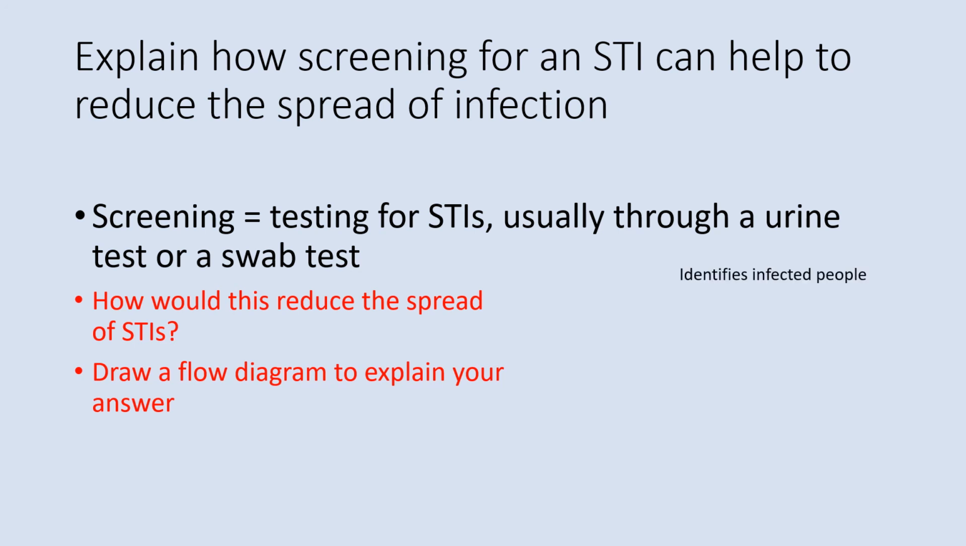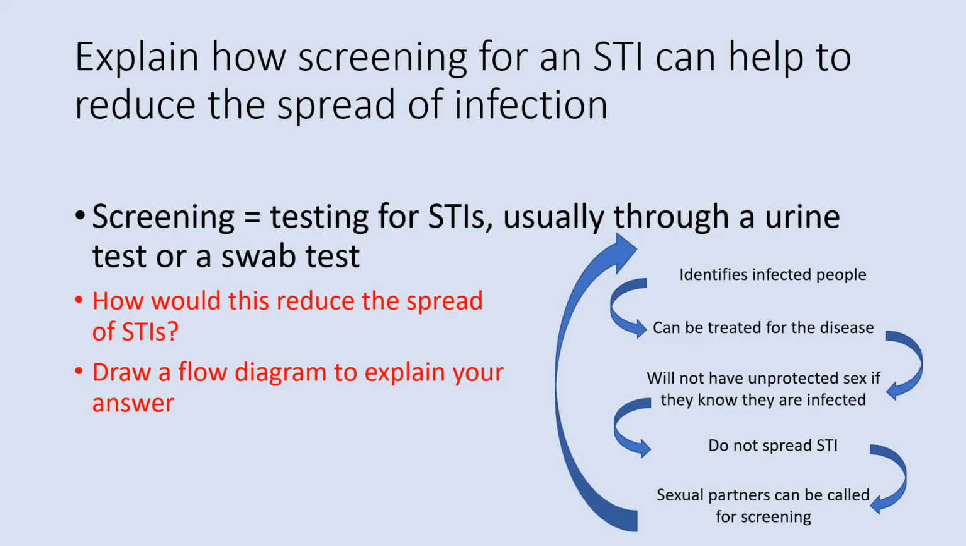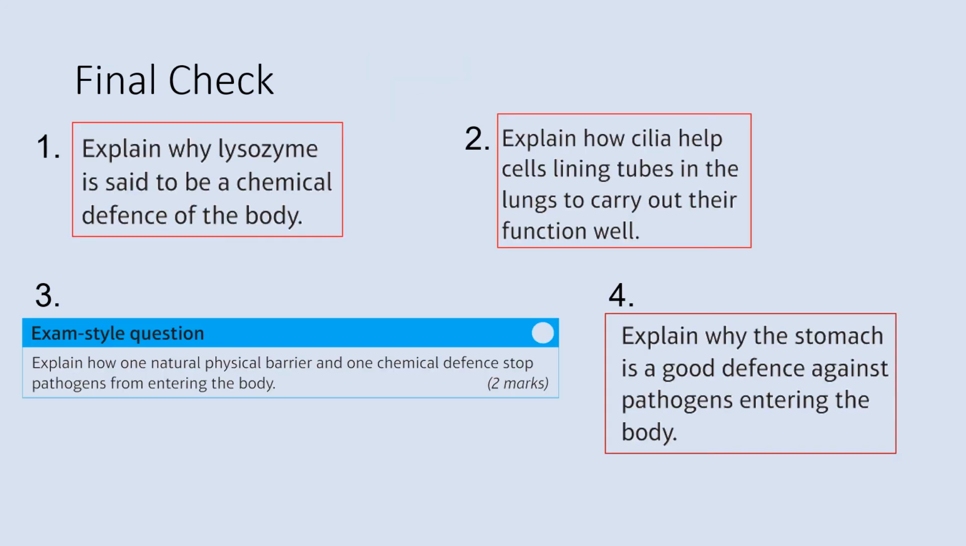So, you identify infected people using a screening test. Once you've got those people, you treat them for the disease. Once they've been treated, you need to make sure, while they are infected, that they know not to have unprotected sex. If they are still infected, this means that they do not spread the STI. This means that any partners they've had can be called in for screening, and then the process can repeat. So while you don't necessarily stop the spread, you do limit the spread, and you try and control the spread of the infection.